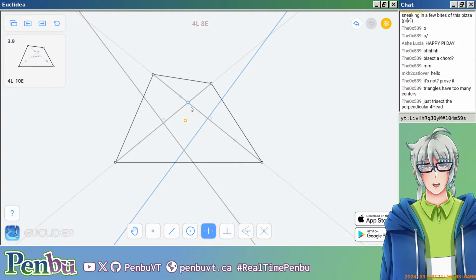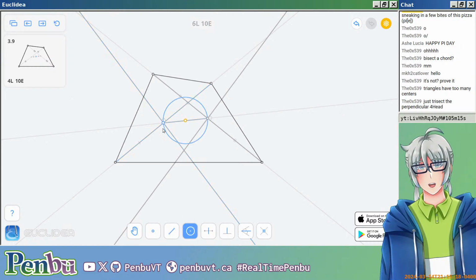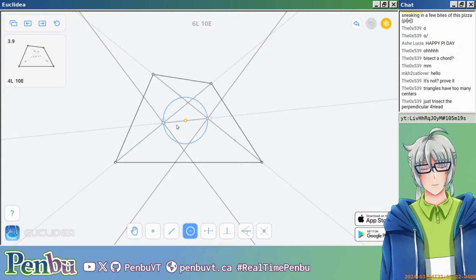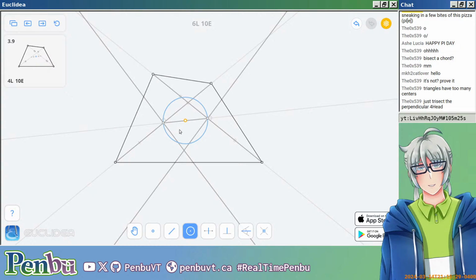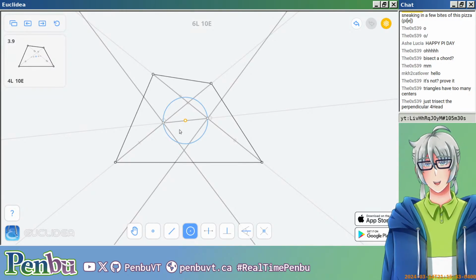What relationship does this have? No, that's not on the line anyway. This is on the line. And then that is the midpoint of that. So if you can find a circle that intersects those points, then you find the midpoint-ish.